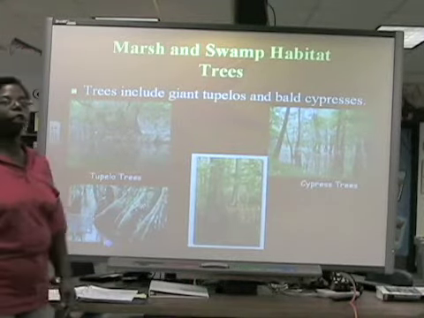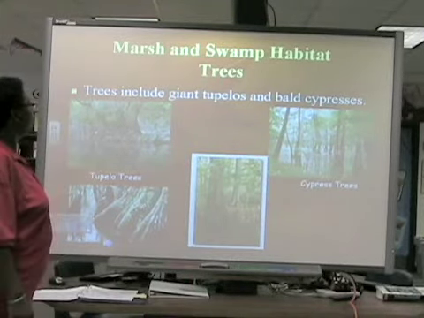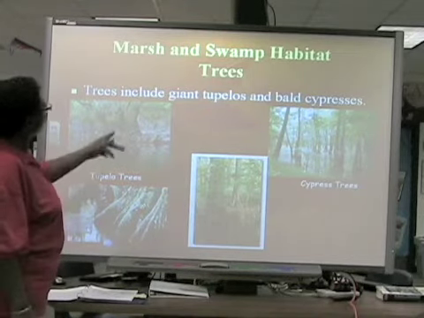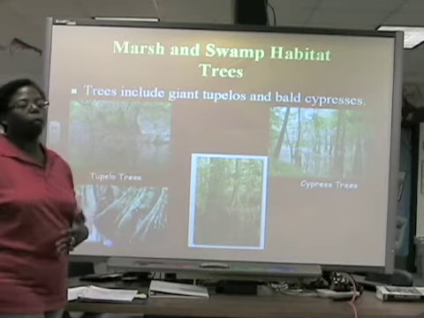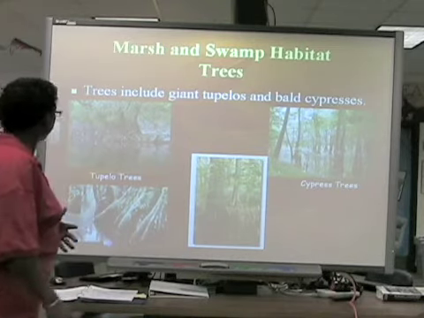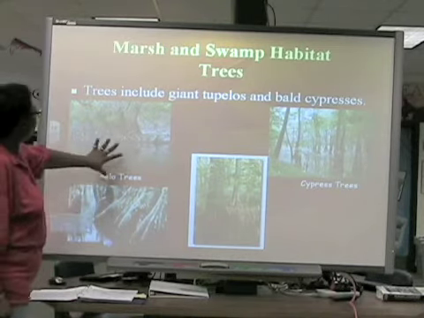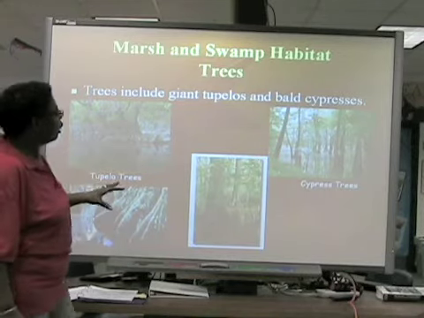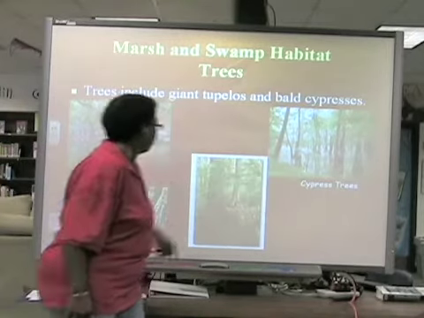Trees that are common to the marsh and swamp habitat located within the coastal plains region would be giant tupelos and bald cypresses. And here you see tupelo trees here. I always thought those were kind of scary looking. That's how I kind of remember those. Then you have cypress trees.